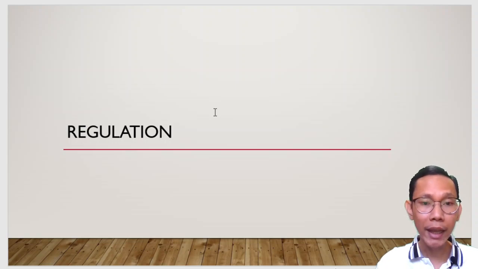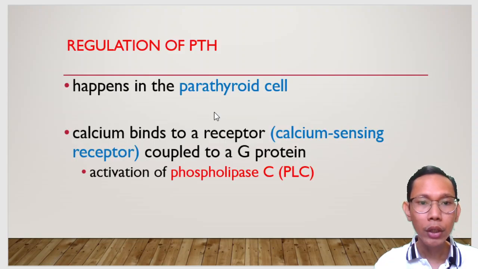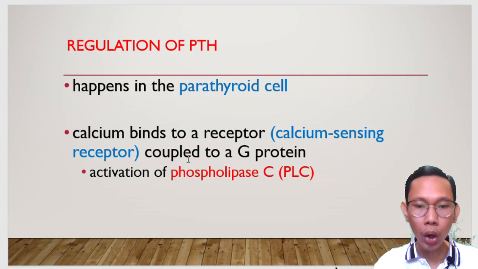Now let's talk about the regulation of your parathyroid hormone. So it happens in your parathyroid cell. Your calcium binds to a receptor, a calcium sensing receptor, coupled to a G protein, which will lead to the activation of your phospholipase C. Again, so you have your calcium. Your calcium will bind to your receptor. What is the name of that receptor? Calcium sensing receptor. Once your calcium binds to your receptor, it will be coupled to a G protein. Then this complex will cause the activation of your phospholipase C.